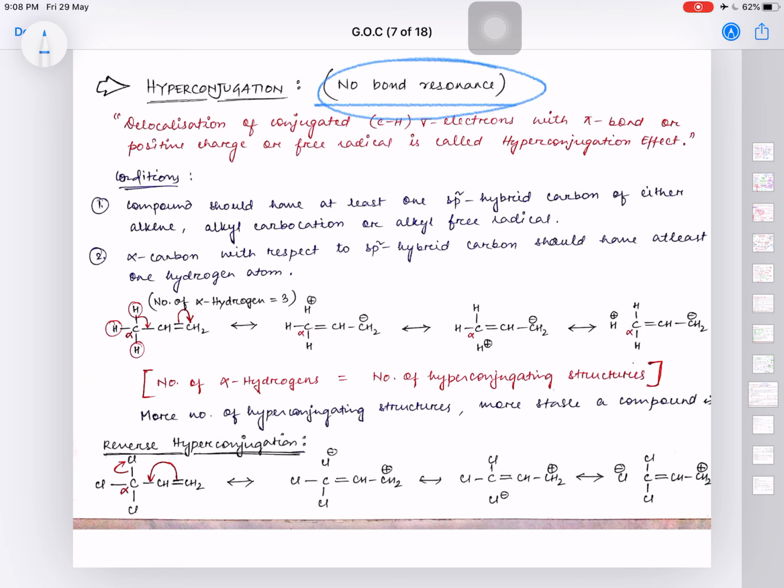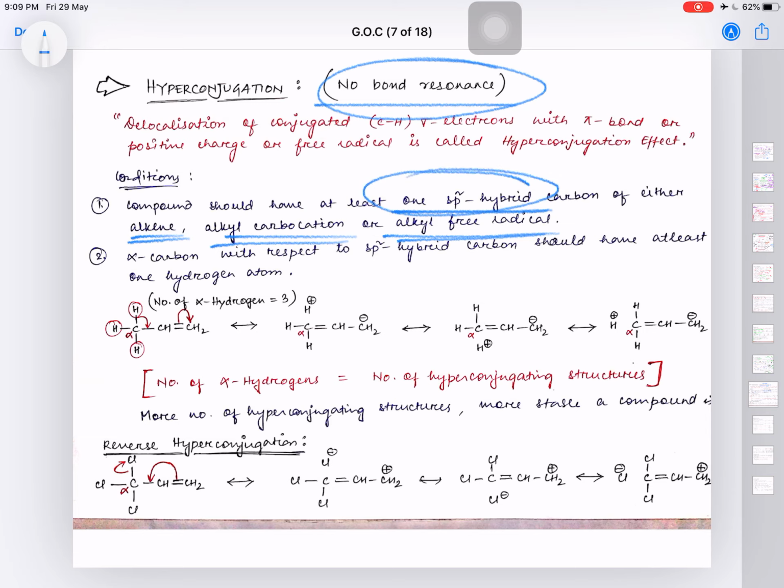The first condition for hyperconjugation is that you should have at least one sp2 hybridized carbon. For example, you should have an alkene, carbocation or free radical, because carbocations are sp2 hybridized, free radicals are also sp2 hybridized, and alkenes, carbon-carbon double bonded compounds, are sp2 hybridized. So you should have at least one sp2 hybridized carbon in the system.